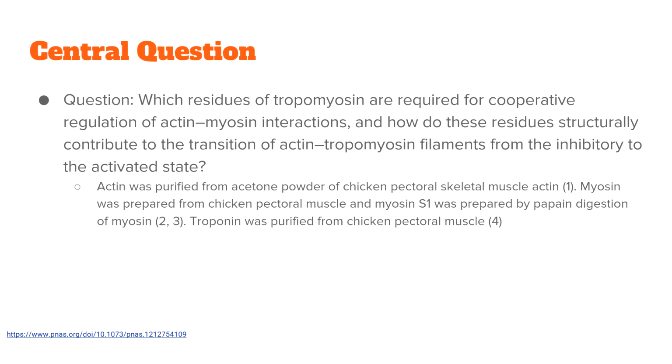The central question of this study is which residues of tropomyosin are required for cooperative regulation of actin-myosin interactions, and how do these residues structurally contribute to the transition of actin-tropomyosin filaments from the inhibitory closed state to the activated state. And then these are how the researchers obtained the materials required for the study.